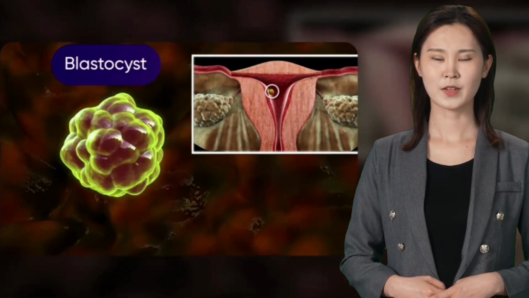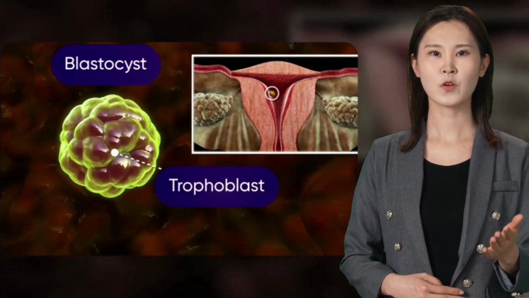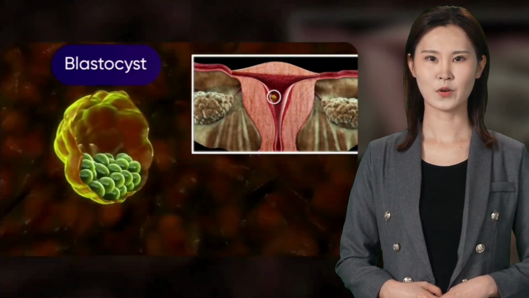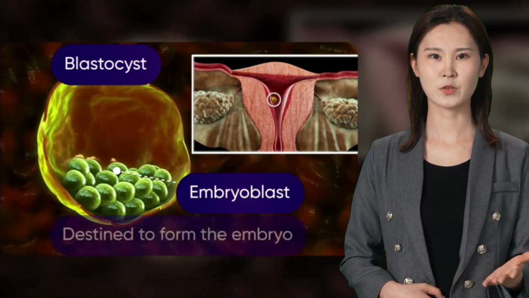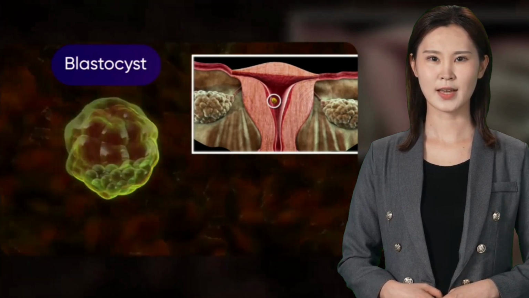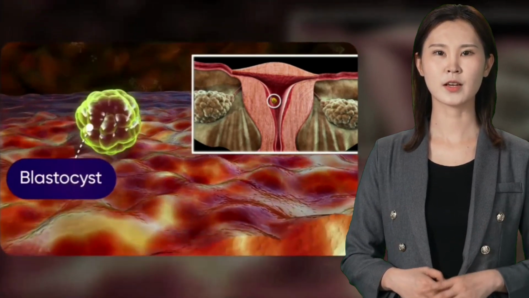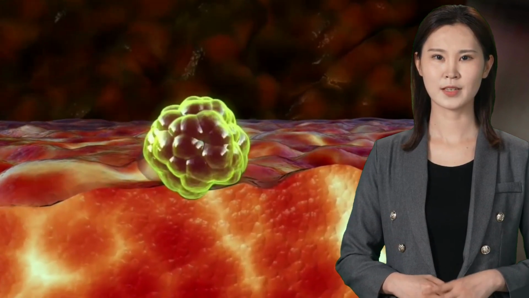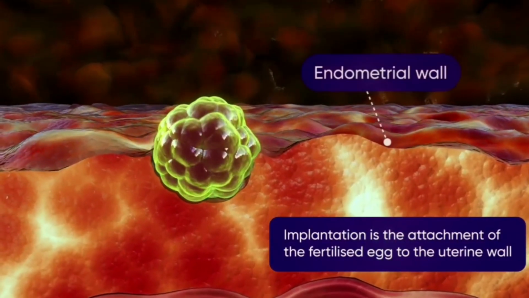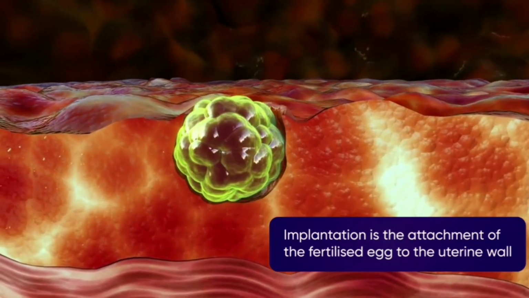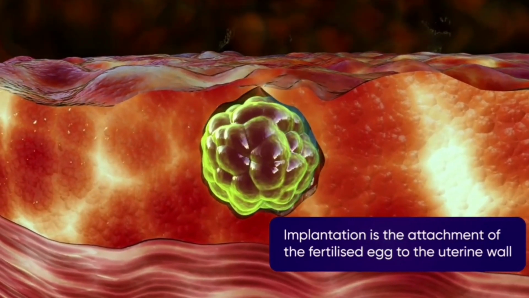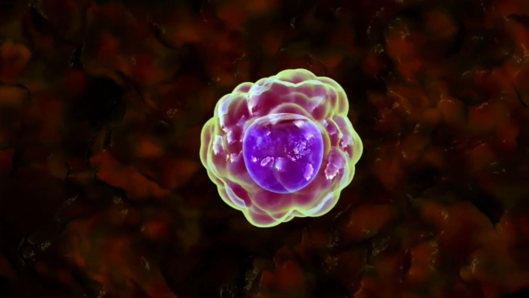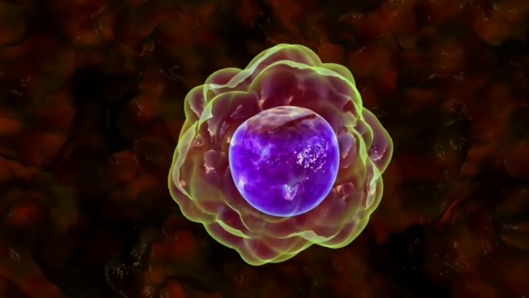The blastocyst consists of an outer layer of cells or trophoblast, which gives rise to the placenta, and an inner cell mass or embryoblast, destined to form the embryo. It is at this stage that the blastocyst attaches itself in the endometrium of the uterus. It gradually gets embedded into the endometrial wall. This process is known as implantation. The blastocyst gradually forms an embryo.